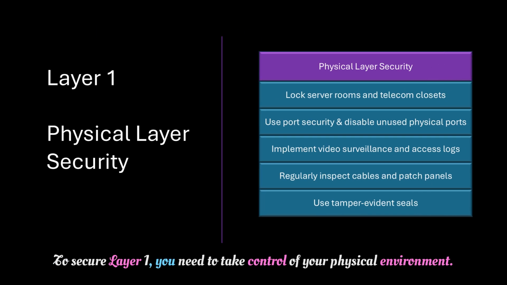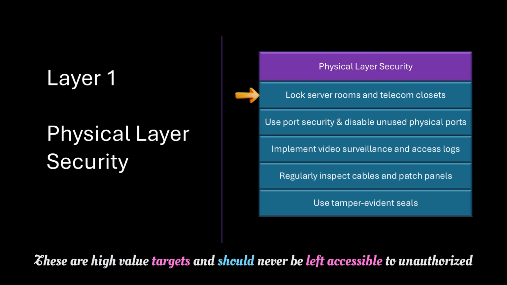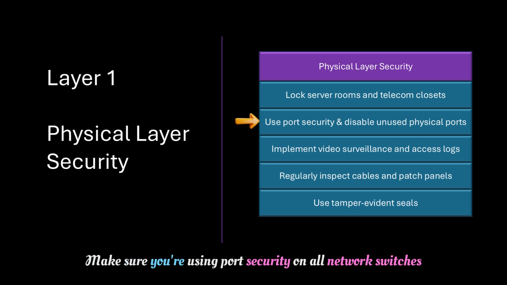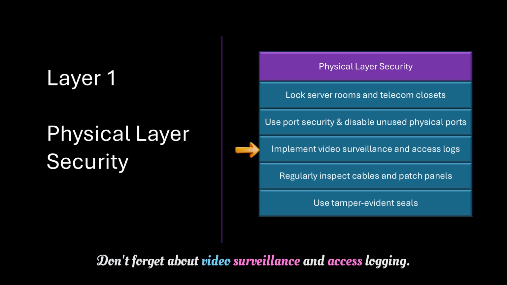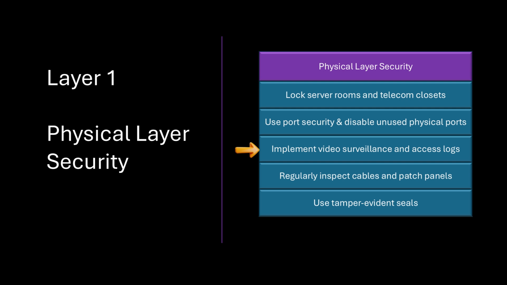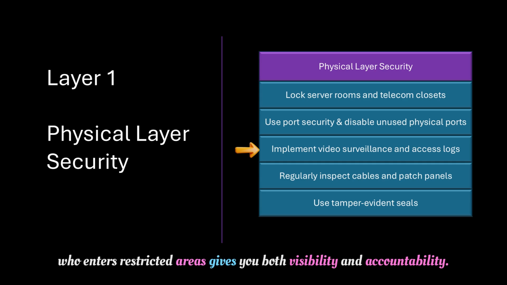To secure Layer 1, you need to take control of your physical environment. Start by locking down your server rooms and telecom closets. These are high-value targets and should never be left accessible to unauthorized personnel. Make sure you're using port security on all network switches and disable any unused physical ports so no one can simply plug in and get access. Don't forget about video surveillance and access logging. Having cameras in place and maintaining a record of who enters restricted areas gives you both visibility and accountability.